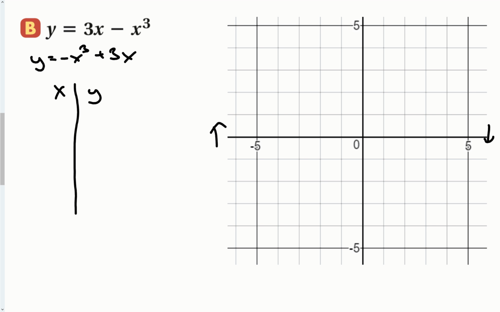For now, my technique is plug numbers in. -2, right? -2 to the 3rd power is -8. That negative out front makes it a +8.